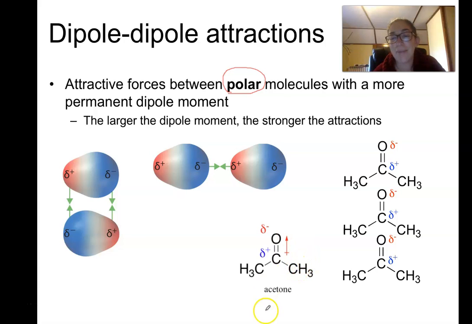So here's an example, acetone, which is an ingredient in, well, it used to be in a lot of nail polishes.